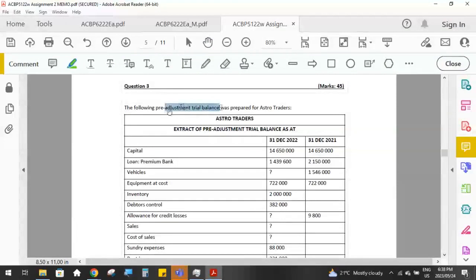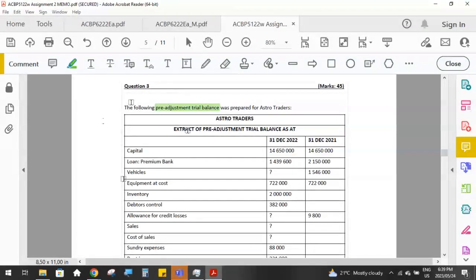Pre-adjustment trial balance, and you are absolutely bound to get a question like this in the exam, where they give you a pre-adjustment trial balance. They'll give you a bunch of information as to what happened or what year-end adjustments you have to make, and then you will have to prepare from that either a post-adjustment trial balance, or they'll ask for the statement of financial position, or as in the case of this question 3, they asked you for the statement of profit or loss.